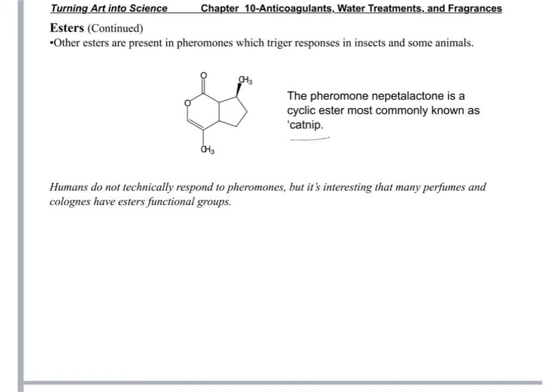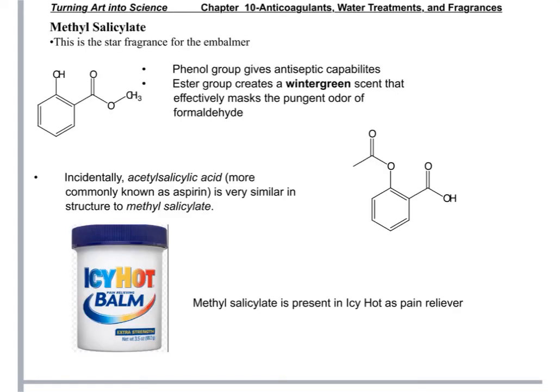We know what that does to cats, and humans do not technically respond to pheromones, but our perfumes and colognes have esters as functional groups. So there is a reason that we put that in there. One of the fragrances that's going to be of most interest to you is wintergreen, also known as methyl salicylate. It's very similar to aspirin, which has the chemical name acetylsalicylic acid. It has a very distinctive odor.